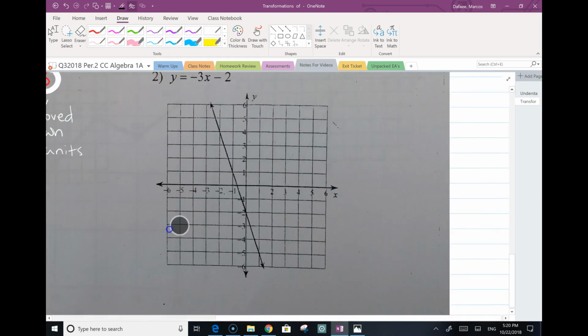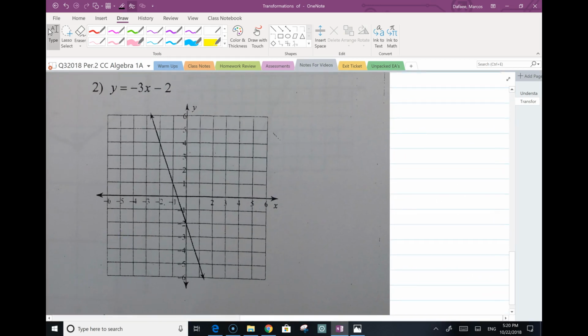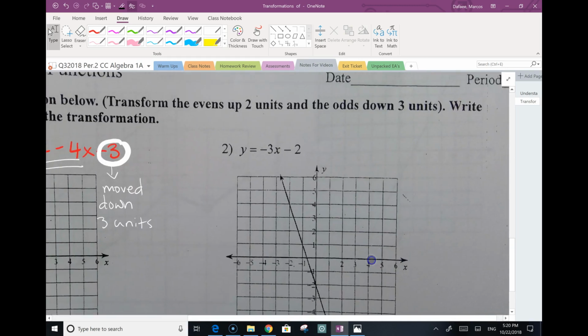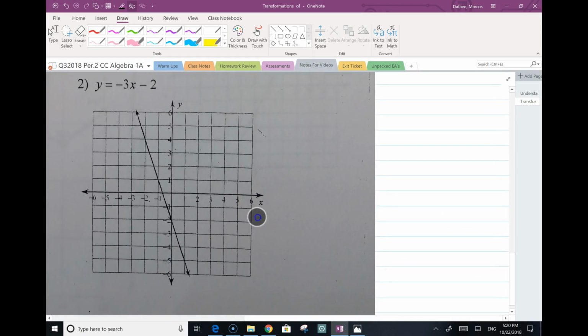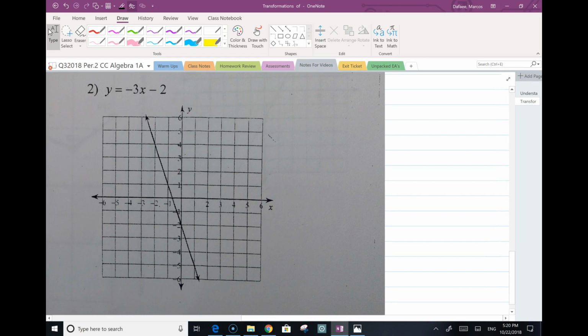Okay, last one over here. So for this one, I'm going to translate this 2 units up. Now, I see that I already have something over here, so I need to keep that in mind. That negative 2 simply has to do with where the line intercepts the y-axis, which is right there at negative 2.